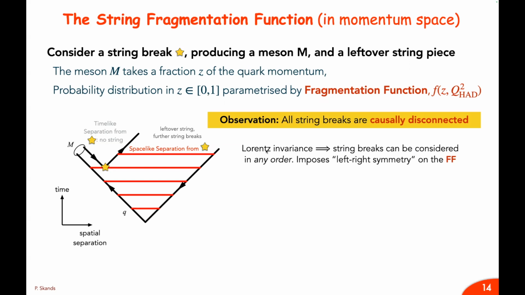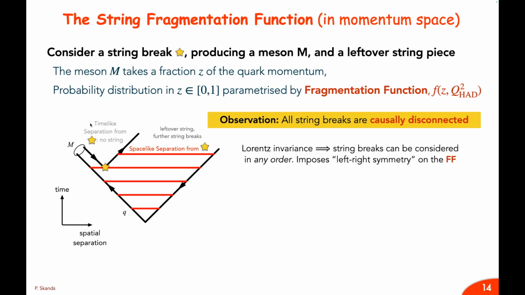So that means that there's no physical order to the string breaks. Right? We can think of the string as sitting there and string breaks happening in time, but if they're at spatial separations from each other, then we know that we can consider them in any order. The time ordering is not a Lorentz invariant quantity. And we exploit that to say that actually we will fragment the string from outside in. So we will take a string and pop hadrons off its ends and then iteratively make it smaller.